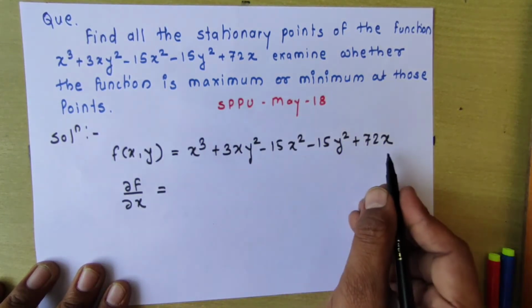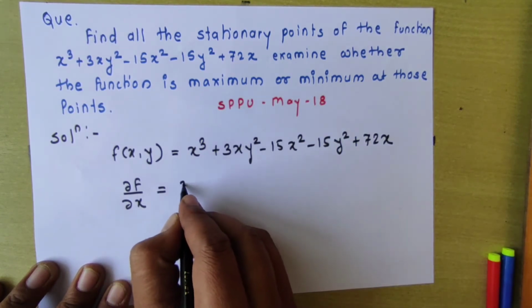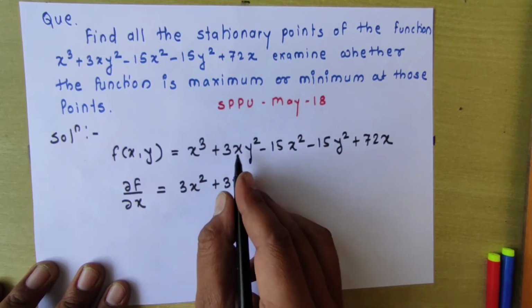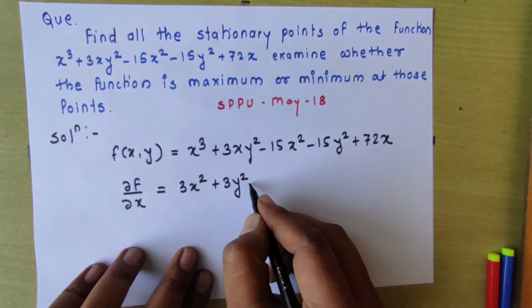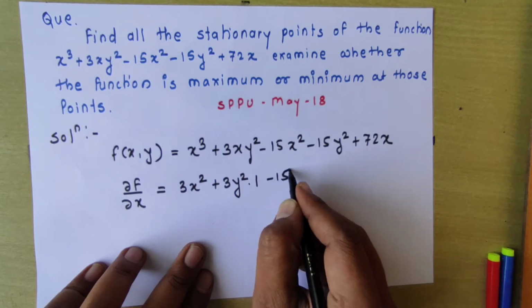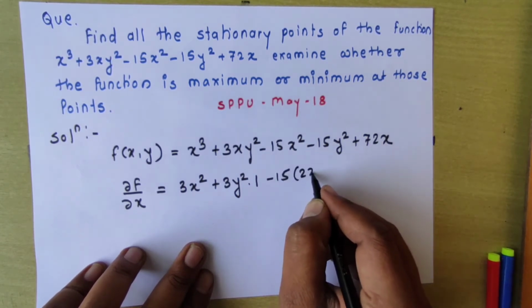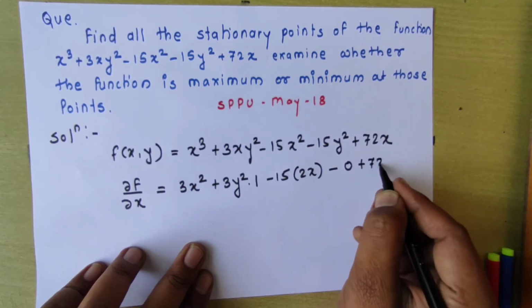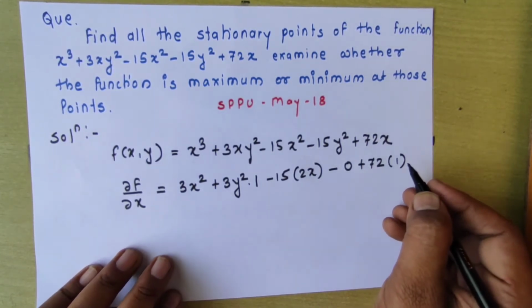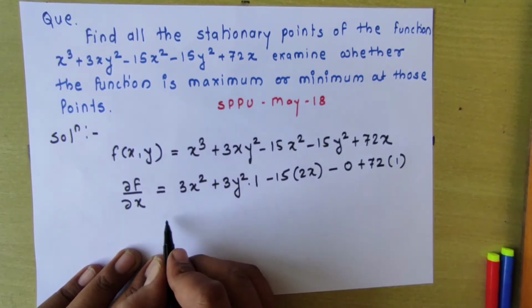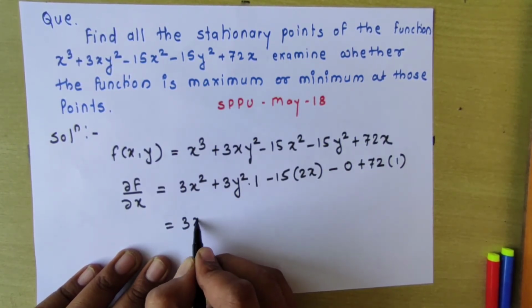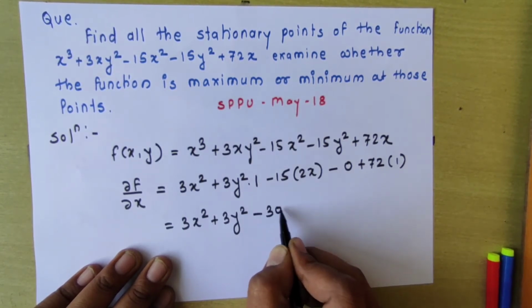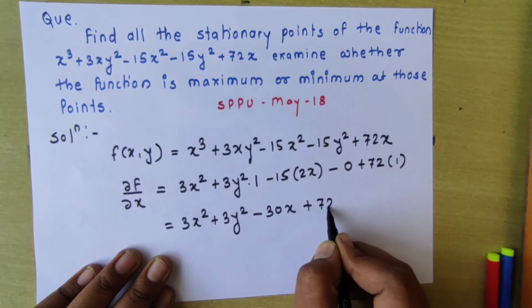Differentiating with respect to x, we get 3x square plus 3y square, where y square is constant and the derivative of x is 1, minus 15 times the derivative of x square, which is 2x, minus the derivative of y square, which is 0, plus 72 times the derivative of x, which is 1. By simplifying this, we get 3x square plus 3y square minus 30x plus 72.